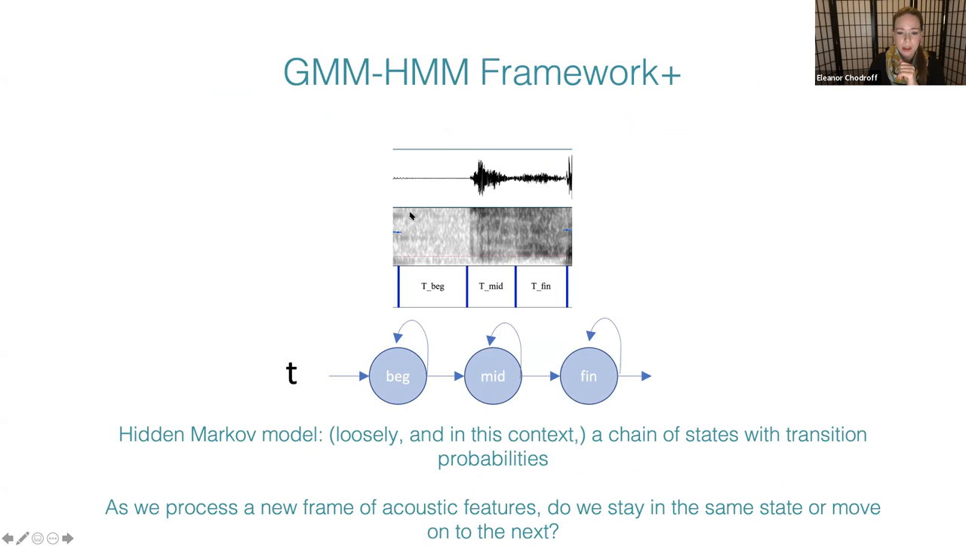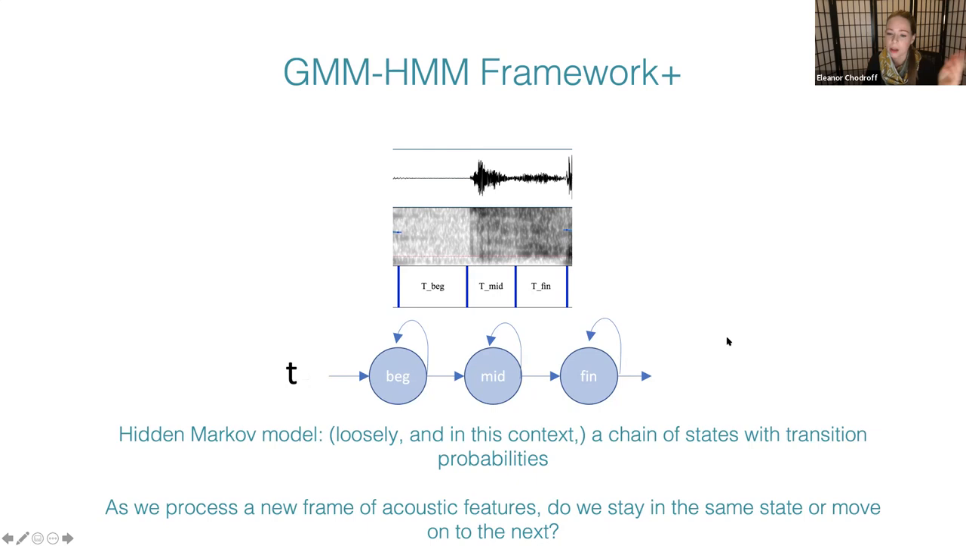The HMM stands for Hidden Markov Model. This is where it gets very loose and I might be a bit imprecise in my language. It's basically a chain of states with transition probabilities. So we might represent a T as having a beginning, a middle, and an end, or final part. And as phoneticians, we might think, oh, the beginning could be the closure period, the middle could be the release, and the end could be the aspiration, if present, or the transition into the vowel.